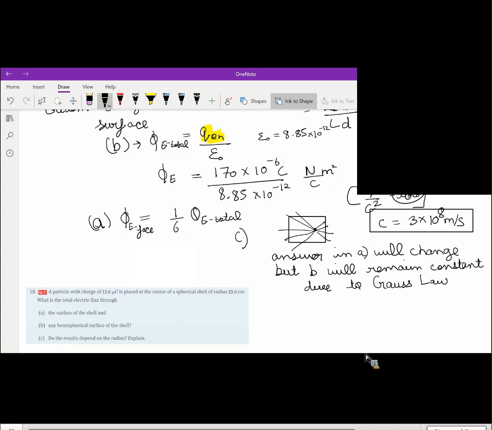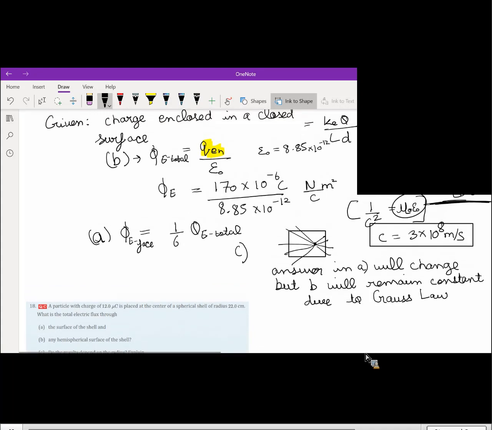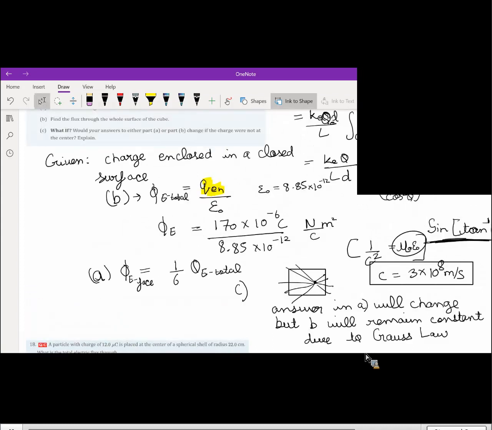If we were given this part C, how would you describe in words what's happening in that picture? Okay, I didn't get the question.